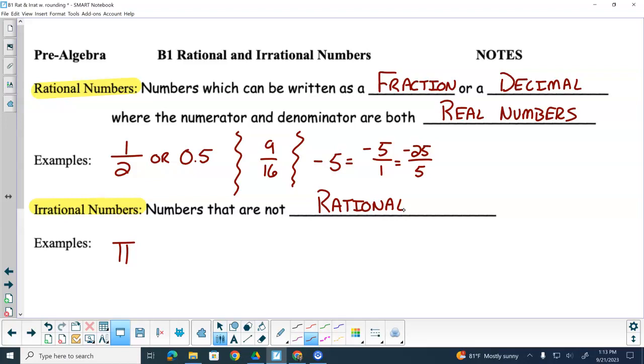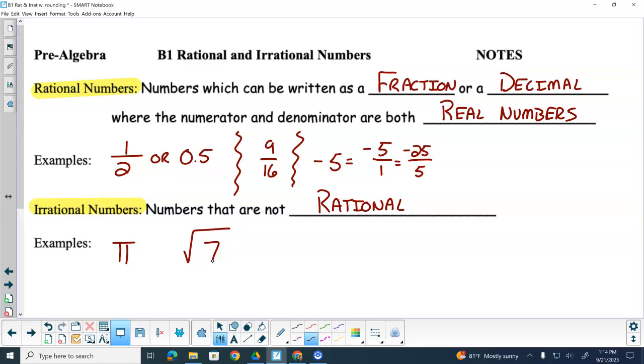Another good example of one would be a non-perfect square radical. The square root of 7. The square root of 3. All of those are not rational because we can't write them as fractions. Okay? Good to go on that.